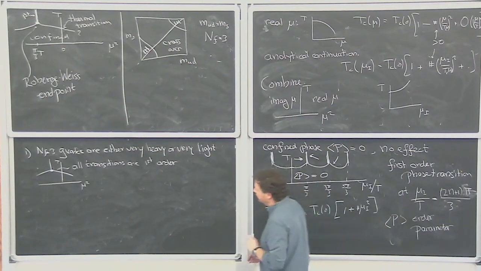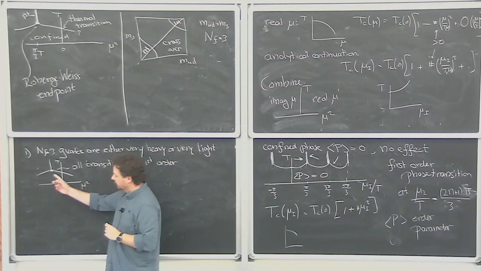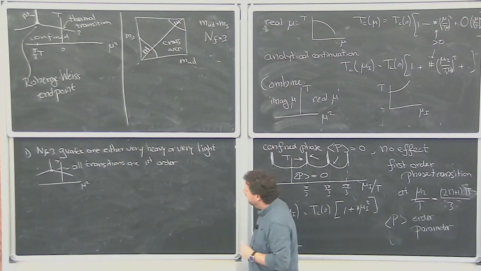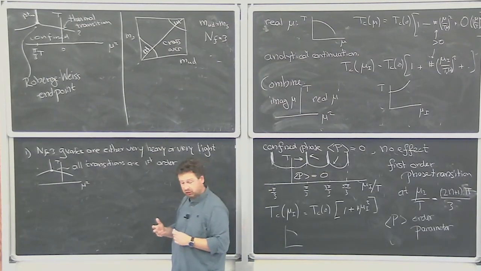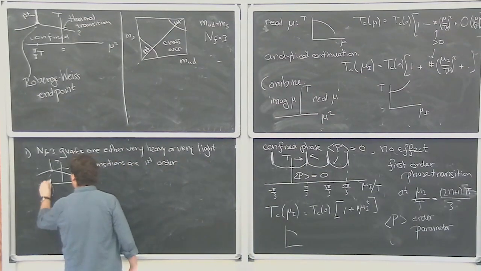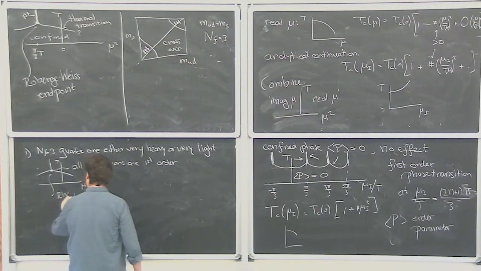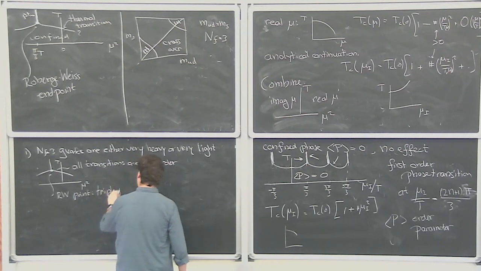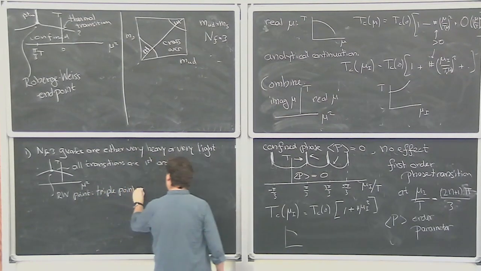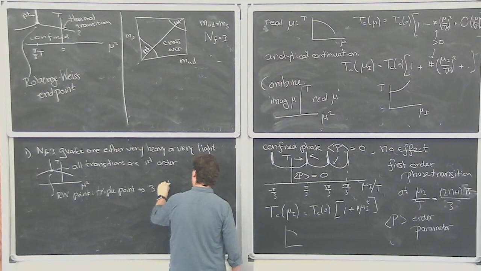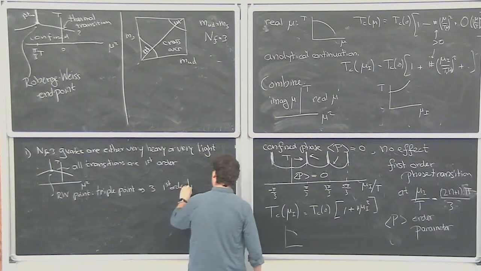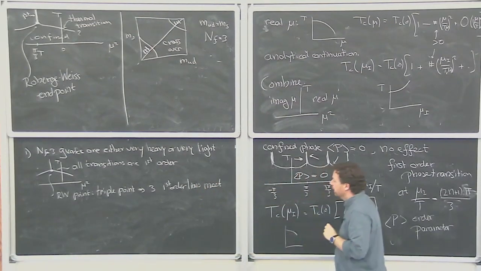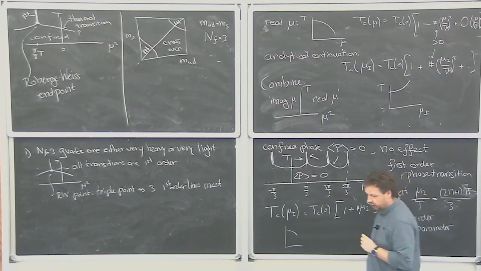If that's the case, then this Roberge-Weiss endpoint is a point where three first order lines come together. And if three first order lines come together, this is a triple point. So three first order lines meet. That's the situation with very heavy quarks or very light quarks.